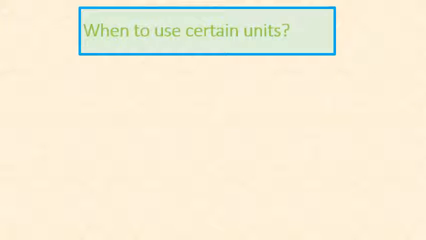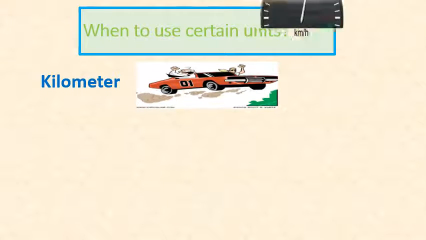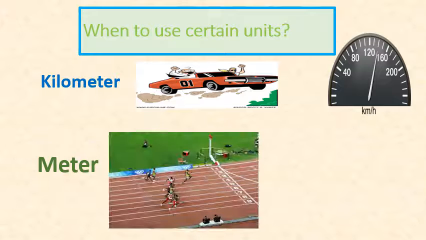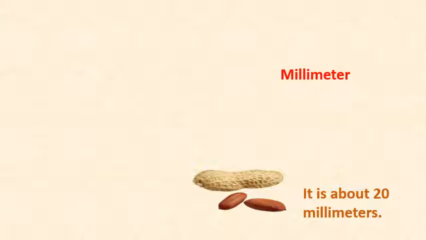So when to use certain units? For example, we use kilometers when we want to measure long distances, very long distances, while we'll use meters when we want to measure, for example, a running track or a swimming track.